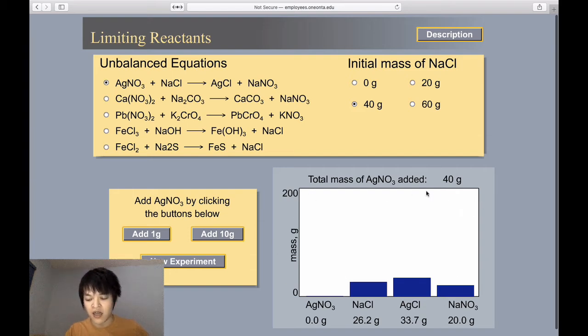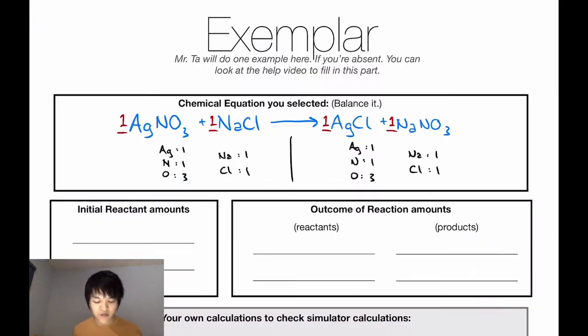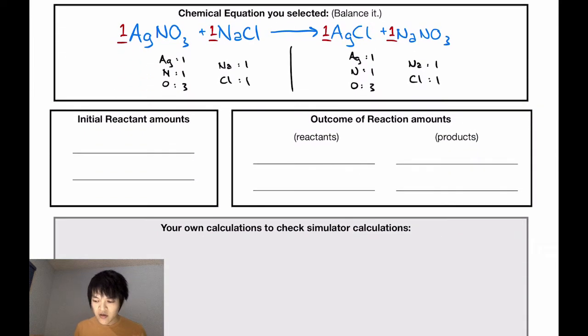and silver nitrate added. Okay, but let's record all this information down onto our sheet of paper. Now, in the box that says initial reactant amounts, that's what we actually added into our beaker. I specifically chose 40 grams of sodium chloride and also 40 grams of silver nitrate.